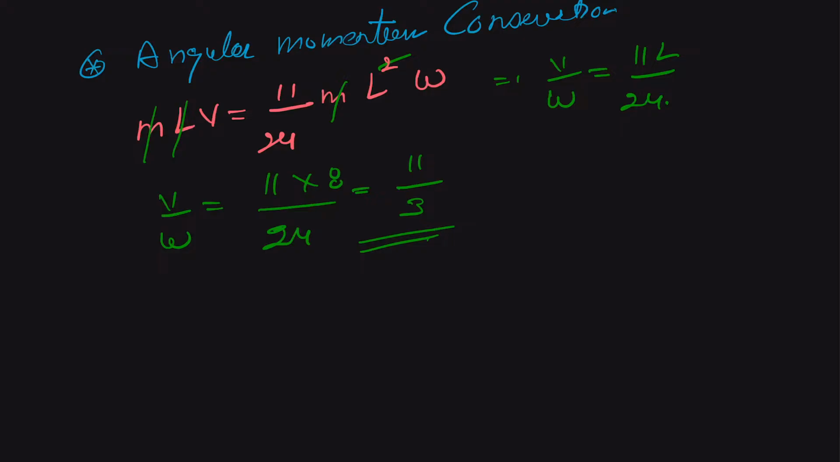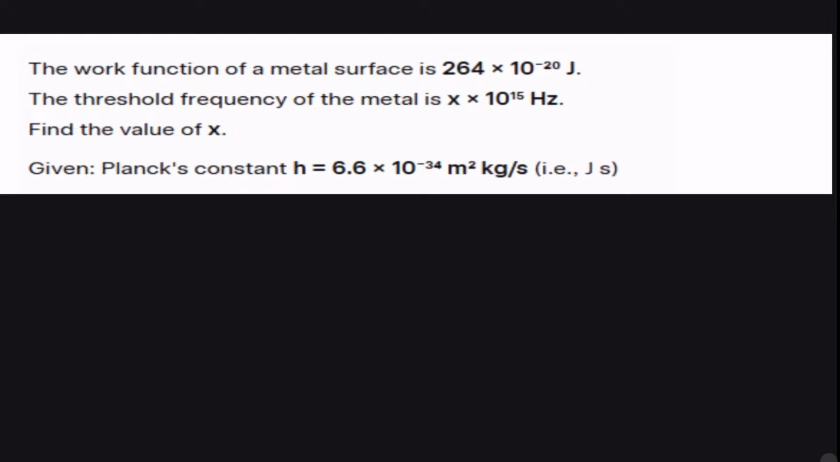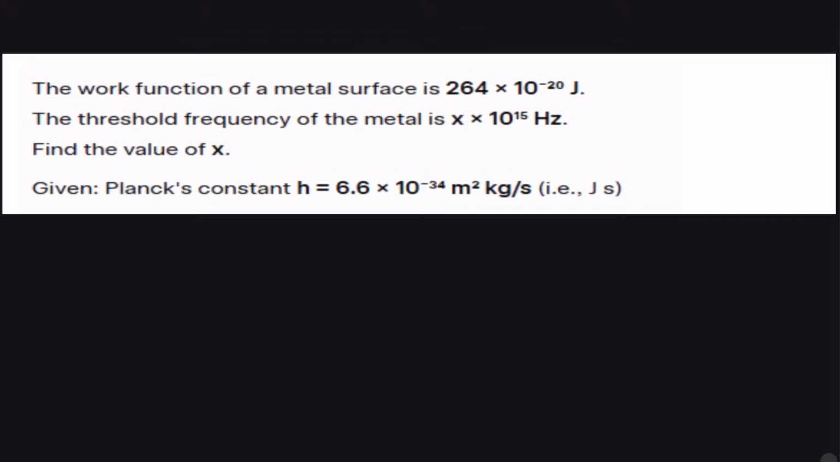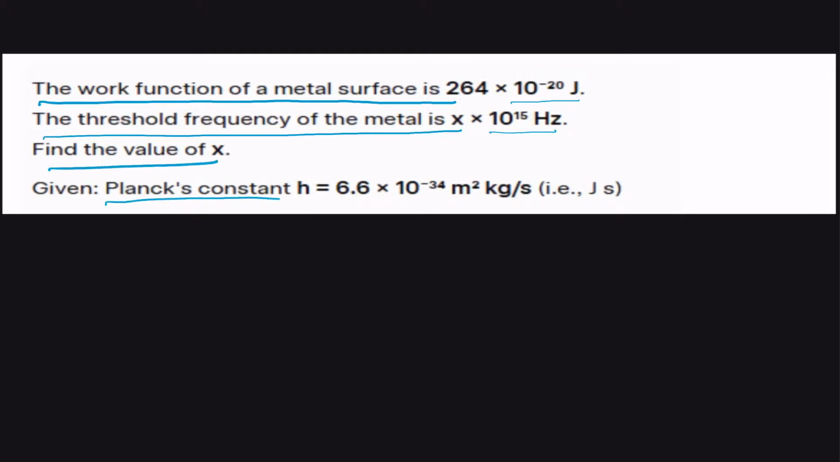Next question. It states that the work function of the metal surface is 264 into 10 to the minus 20 joules. The threshold frequency of the metal is x into 10 to the 15 hertz. Find the value of x. The Planck's constant is given to us. So this is quite easy.